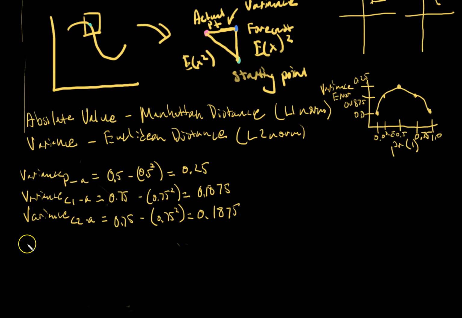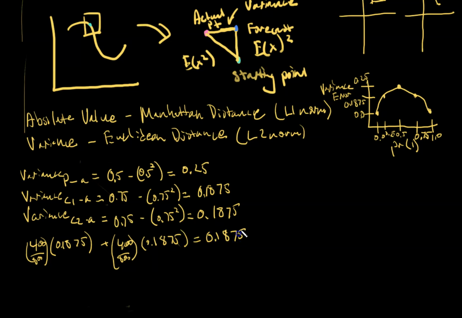Okay, so then let's take the weighted average of these two child nodes. We said before that each node had 400 out of the 800 from the parent, so it's going to be 400 divided by 800 times 0.1875 plus 400 divided by 800 times 0.1875. So then that's just going to be 0.1875. Okay, cool. How about B?